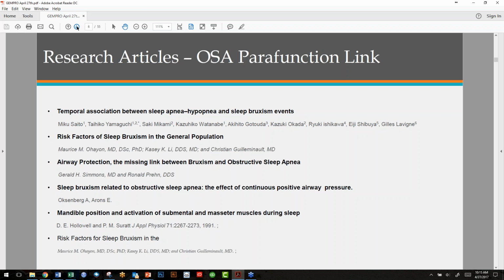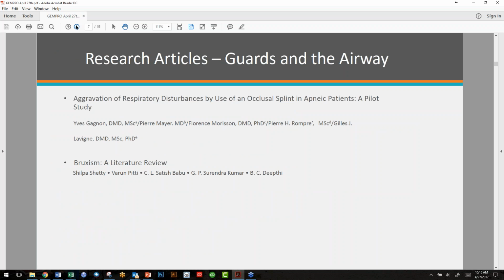Okay, how is it that CPAP can make parafunction go away? That's why I included that, because that paper studied that. So on these research articles, there's guards in the airway. There's not a lot of research on that.